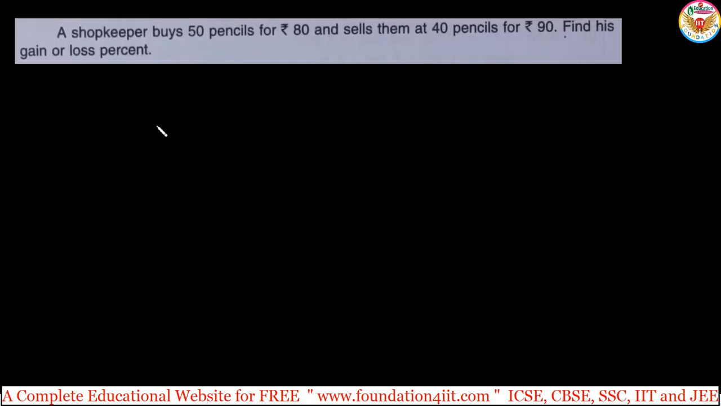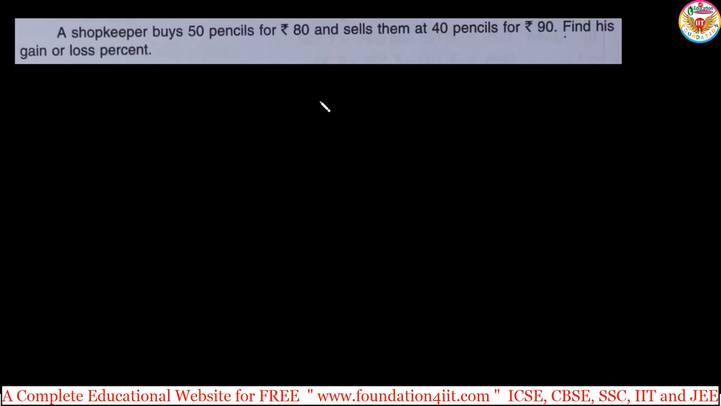Now this is the problem. A shopkeeper buys 50 pencils for 80 rupees and sells them at 40 pencils for rupees 90. Find his gain or loss percentage. Whether it's purchasing or selling, the number of items is different here. 50 pencils for 80 rupees and 40 only for 90.